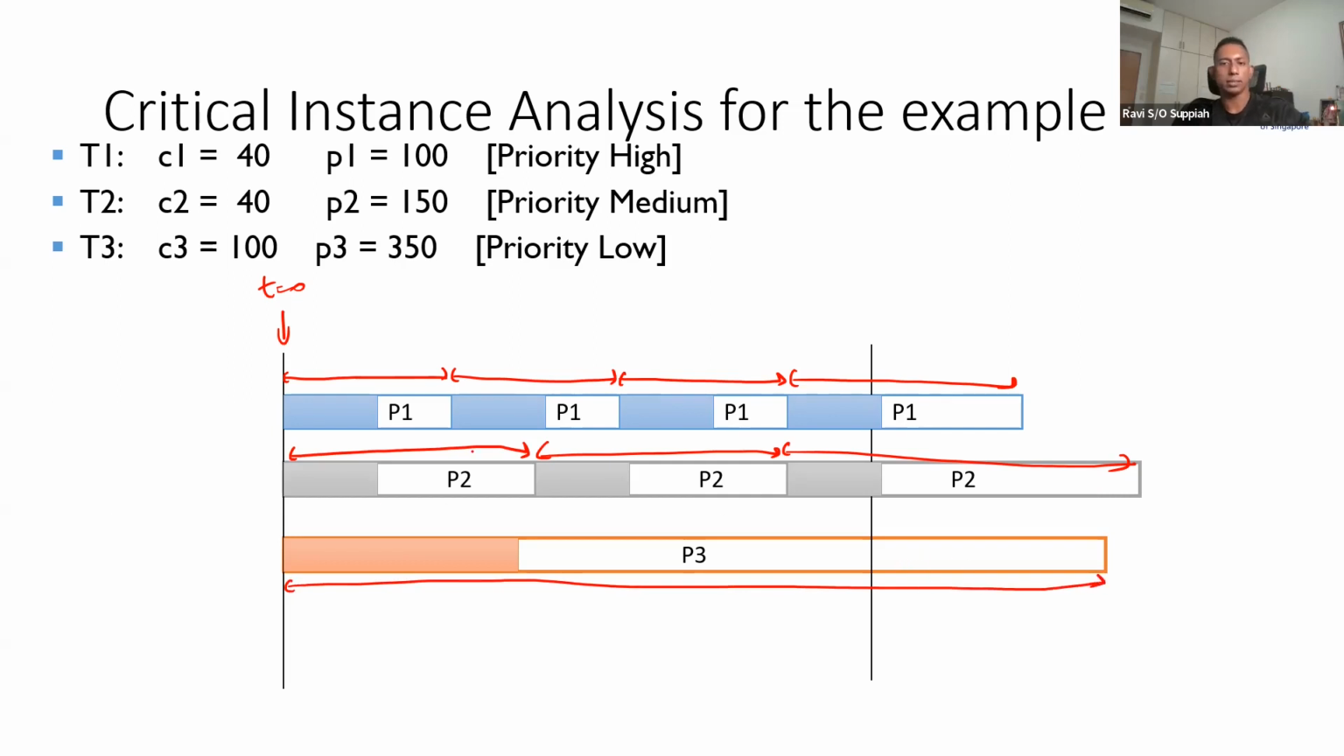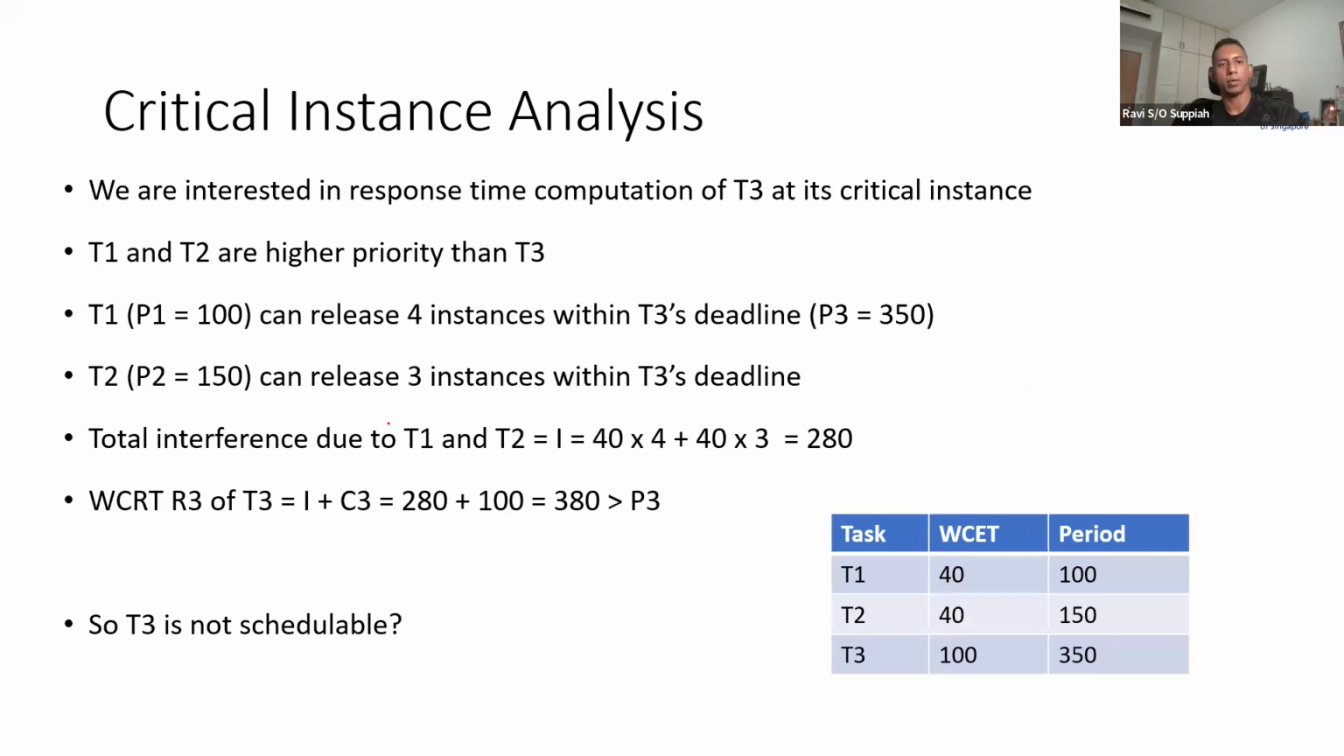So when you look at this, what do you see? You see that you have task 1 and task 2 interfering with task 3, because task 3 is the lowest priority task. Because you have 2 higher priority tasks, they are going to take up more CPU time. That is why task 3 is impacted. So what do I need to do now? What are the steps involved?